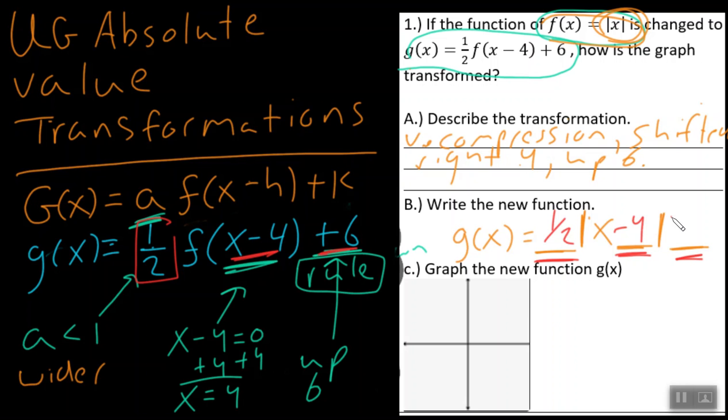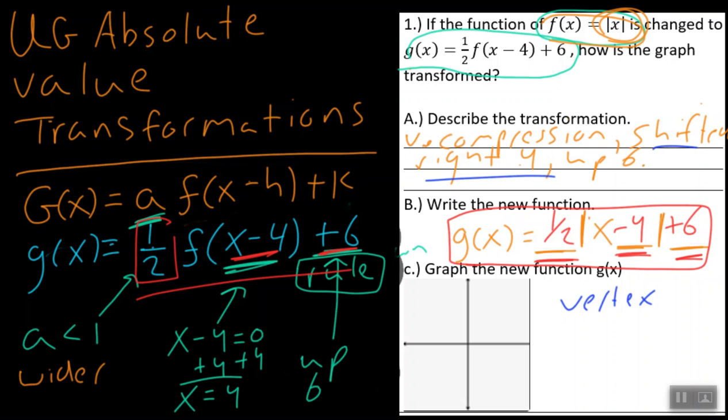And then on the outside we have plus 6. So absolute value functions are really easy because the functions themselves actually look, in general, just like the rule, and that's okay. Now, we know from our work here that our new function has a vertex. We said that it was going to shift to the right 4, so that's positive 4, comma, and it's going to shift up 6, and we know that our a value is equal to positive 1/2.